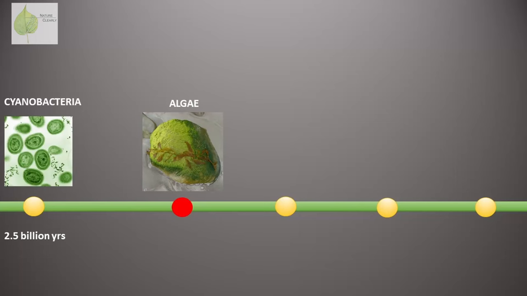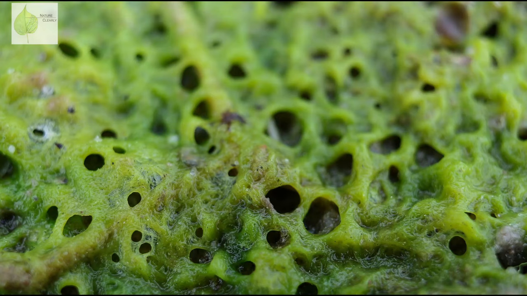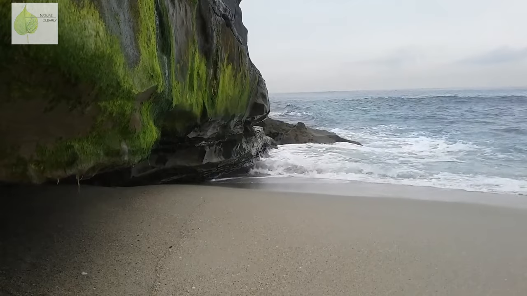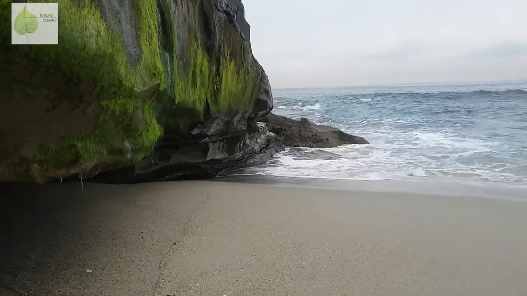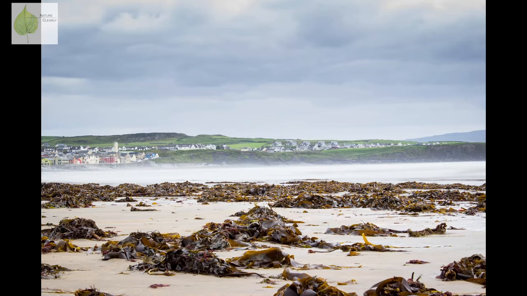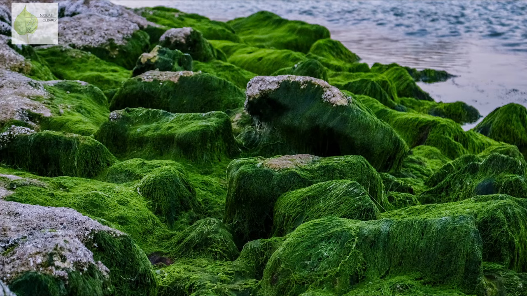What came after cyanobacteria are algae, which are organisms that look much more like plants. Algae are a very diverse group of organisms that can be found on land, in fresh water, and in marine environments, and include the seaweeds. We distinguish three groups, the evolutionarily older brown and red algae, and the younger green algae.